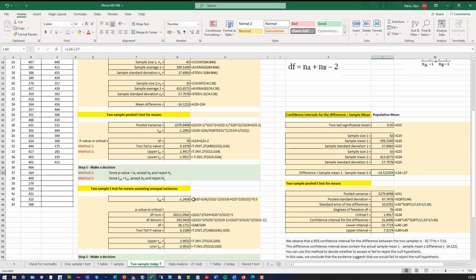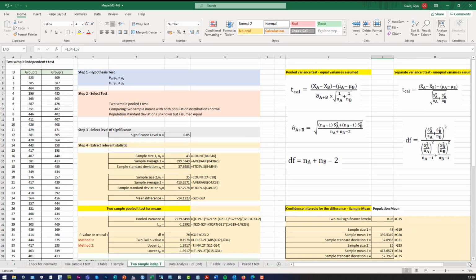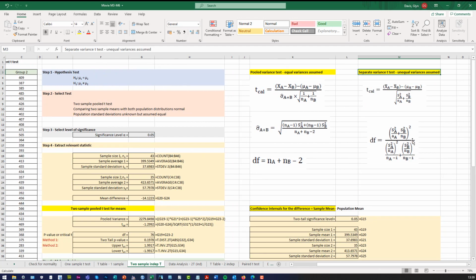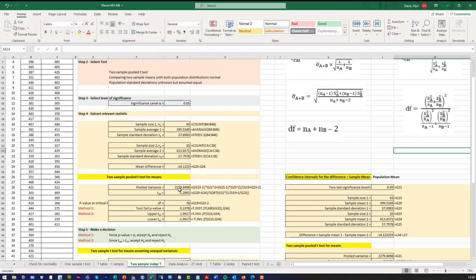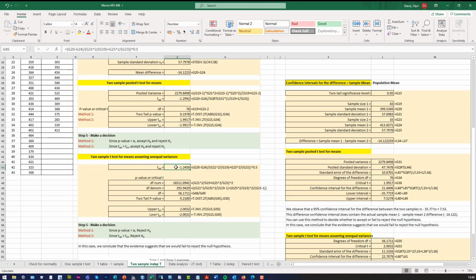Okay, the second bit is when we assume that we have unequal variances, and remember the equations are slightly different from the book. So look in the book, they're the equations that we would use, etc. And again, if you scroll down, you can get the pooled variance. You can calculate t as minus 1.24 this time.